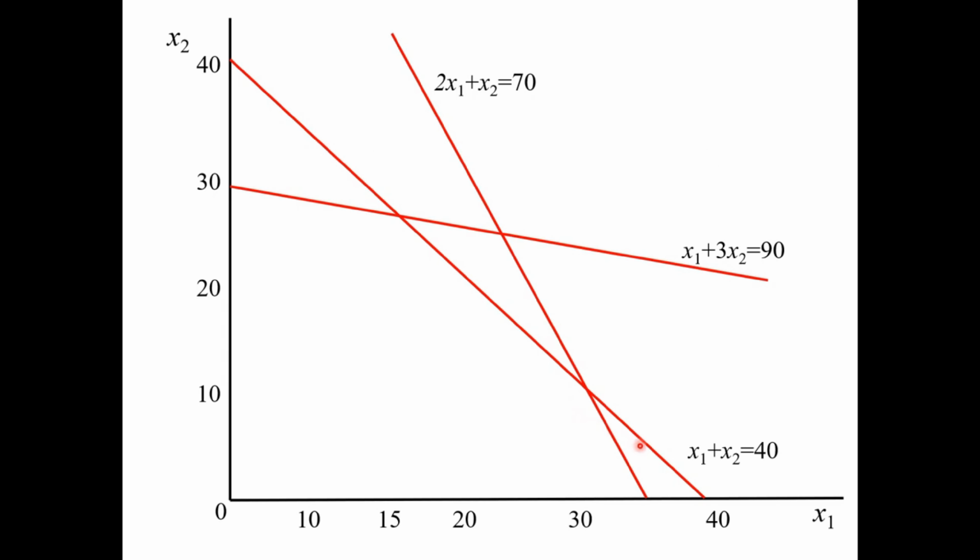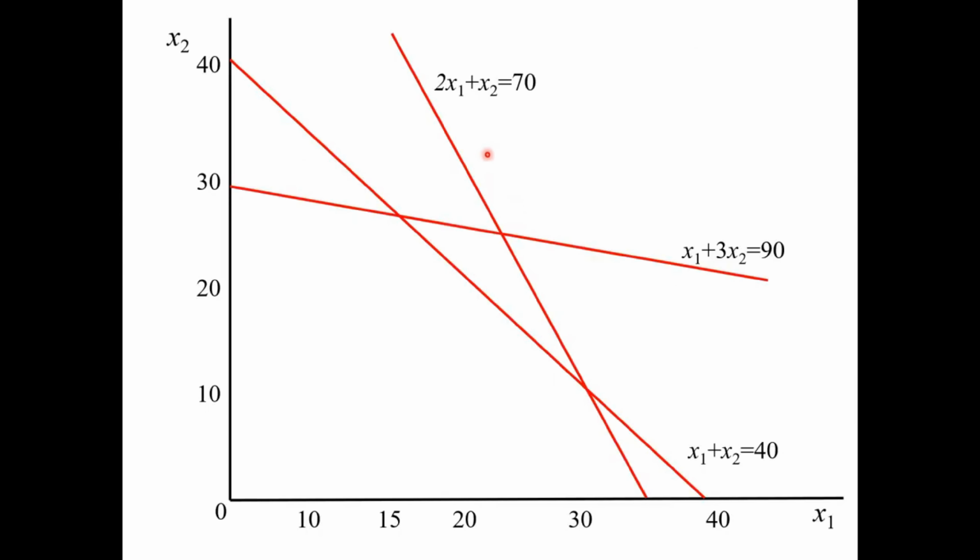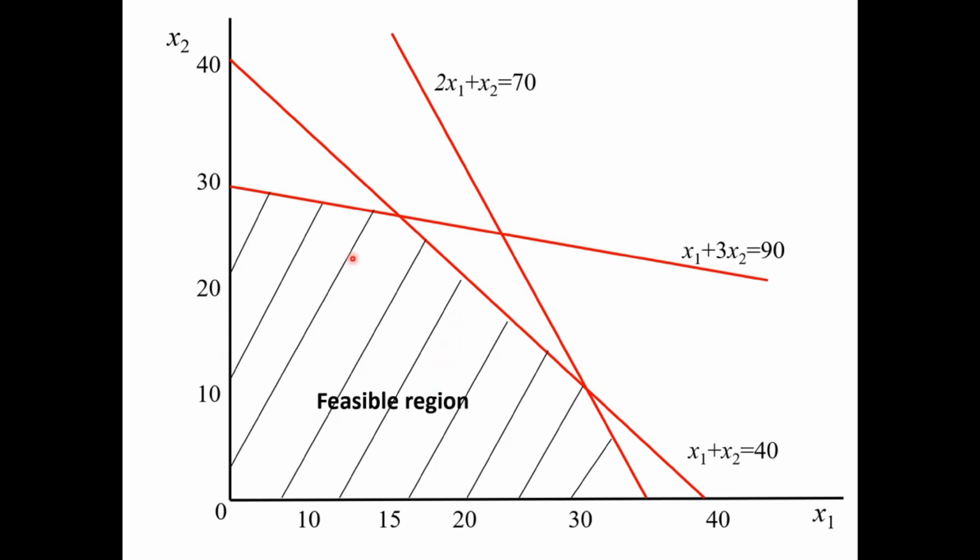So here we have the three constraints. This is the tractor hours constraint, this is the labor constraint, and this is the land constraint. And you'll see that they intersect at various places. This becomes the feasible region because we have to be below this line, below this line here, and below this line here. So this we call the feasible region, which I've marked with these lines.